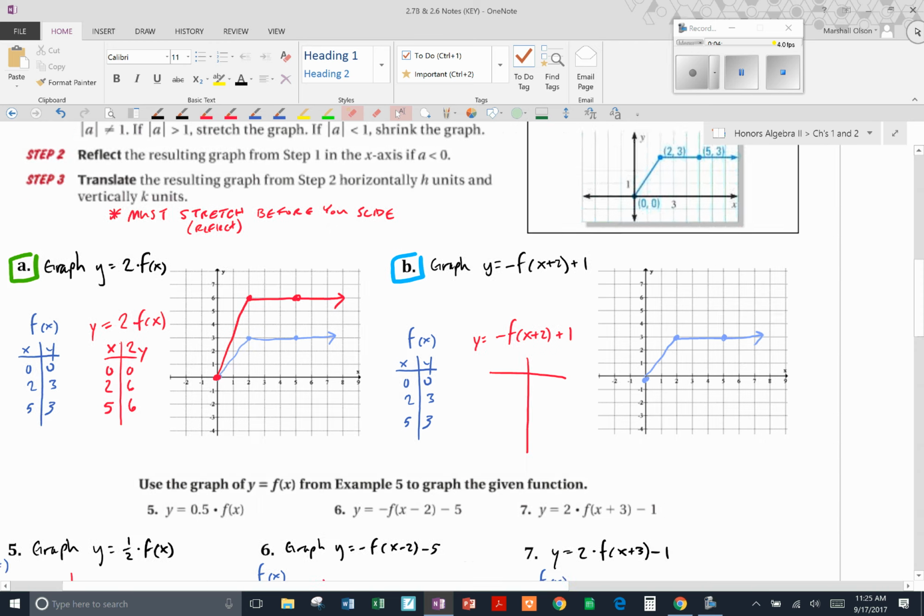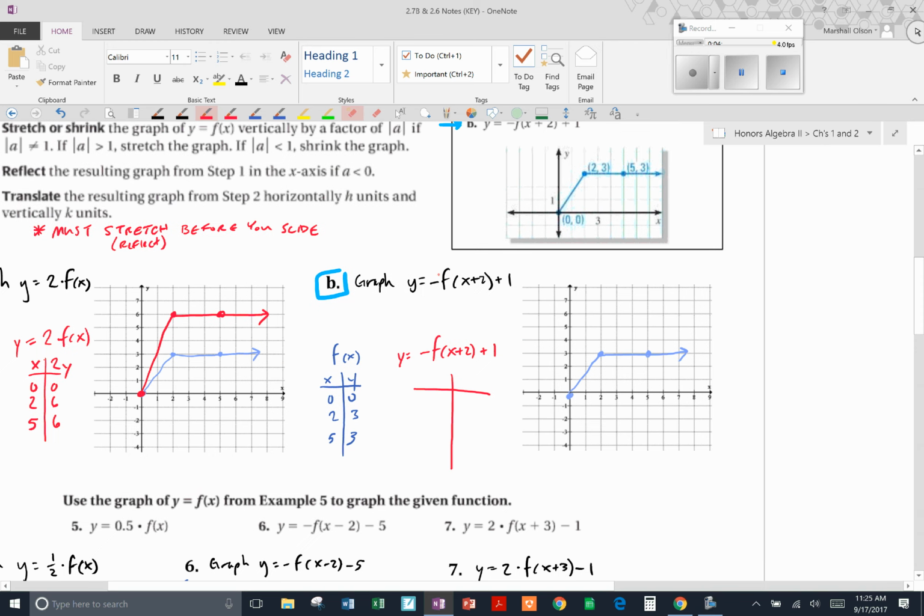In example b, we have an a value of -1, an h value of -2, remember h is the opposite, and a k value of 1. In fact, I'm going to write that right below here. a is -1, h is -2, and k is 1. So the -1 means that we're going to reflect. Negative 2 for an h value means that we're going to go left 2, and the k value of 1 means we're going to go up 1.